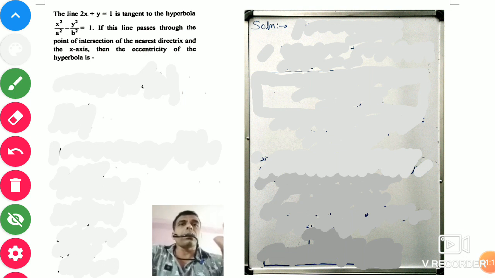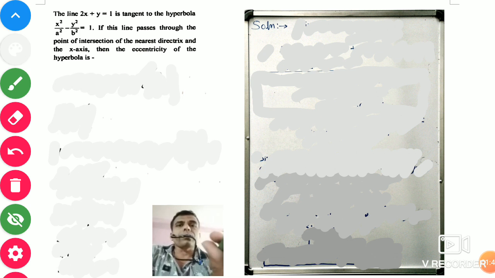So the given line 2x plus y is equal to 1 passes through the intersection of the nearest directrix and the x-axis. So we have to understand what is directrix and what is x-axis. Then we have to find out the eccentricity e of the hyperbola. So let's see how you will solve that by the short method.